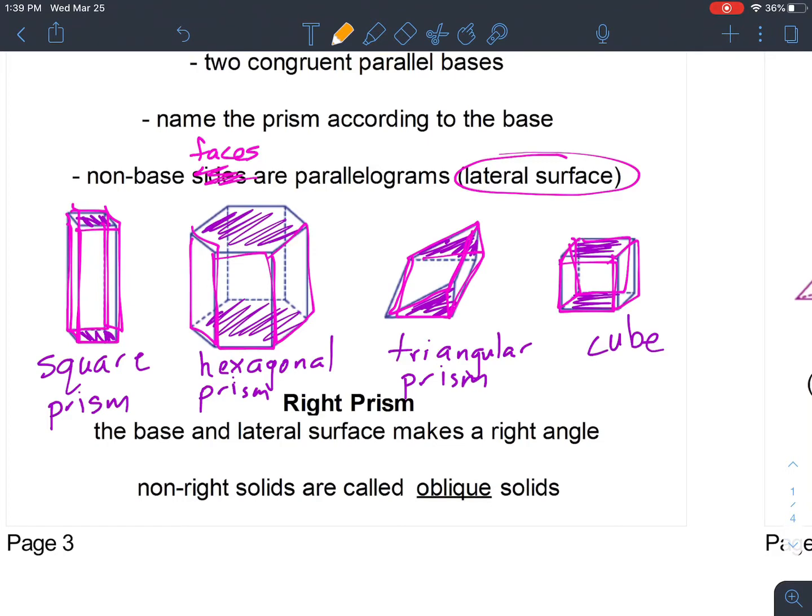Now, something that is not a right prism, we call an oblique solid. An example of that, I'm going to try to draw this to the best of my ability, would be something kind of like this, and then it's going to bend down like that. So that right there would be an example of an oblique solid because we do not make a right angle with the base and the lateral surface.